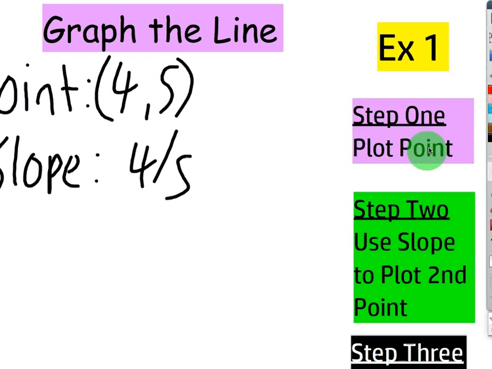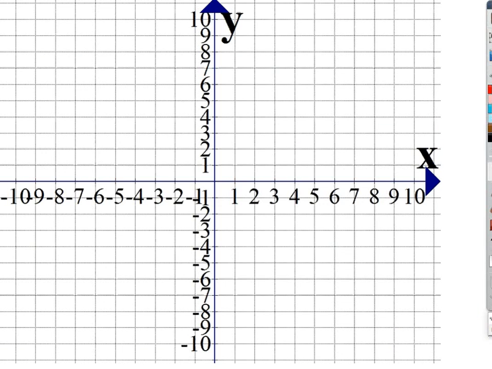We're going to do step 1, plot the point. So we're going to go to 4,5. How do you find the point 4,5? You start at the origin, you go over 4, up 5. Right? So there's your point, and you can just put a point on the graph, just like you can do that on your paper. So you have to start at the point first, just like we started at the y-intercept, and then we use the slope.